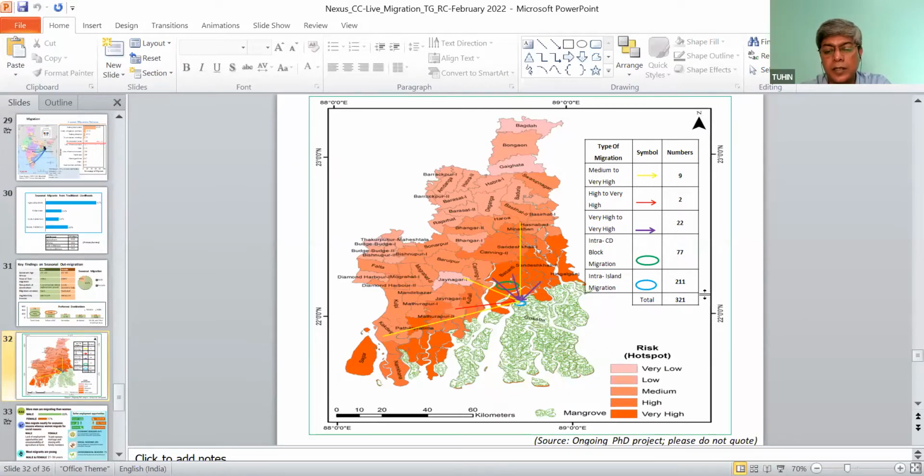But people are moving from low risk zones to Sajnekhali Island for much better education or facilities. Some islands have very good sweet water, so some people are moving from one island to another for that kind of water availability. And they have relatives and friends on those islands, and that is the pull factor in that case.